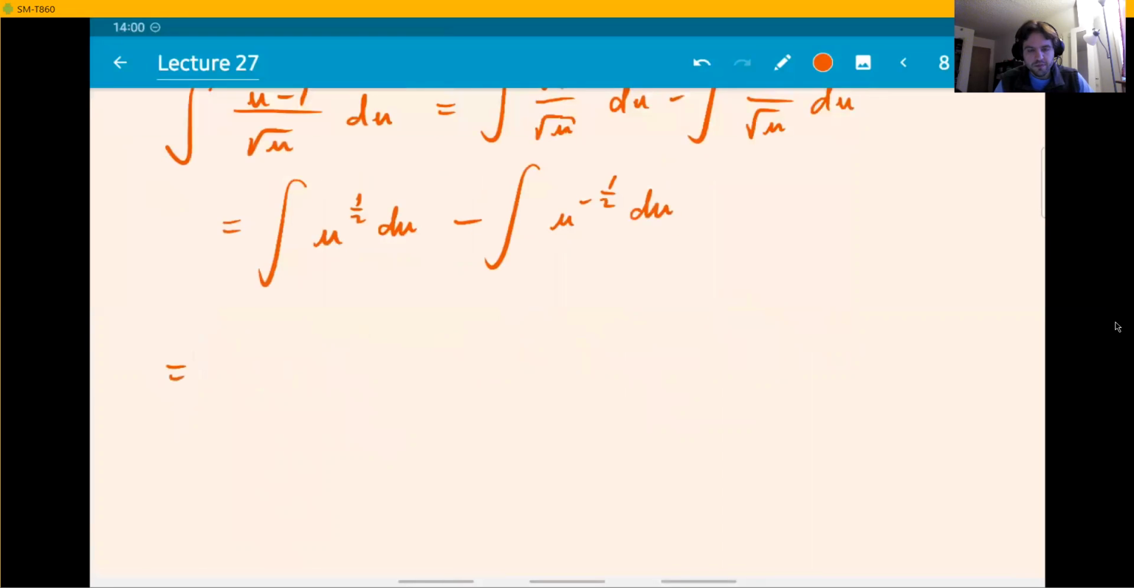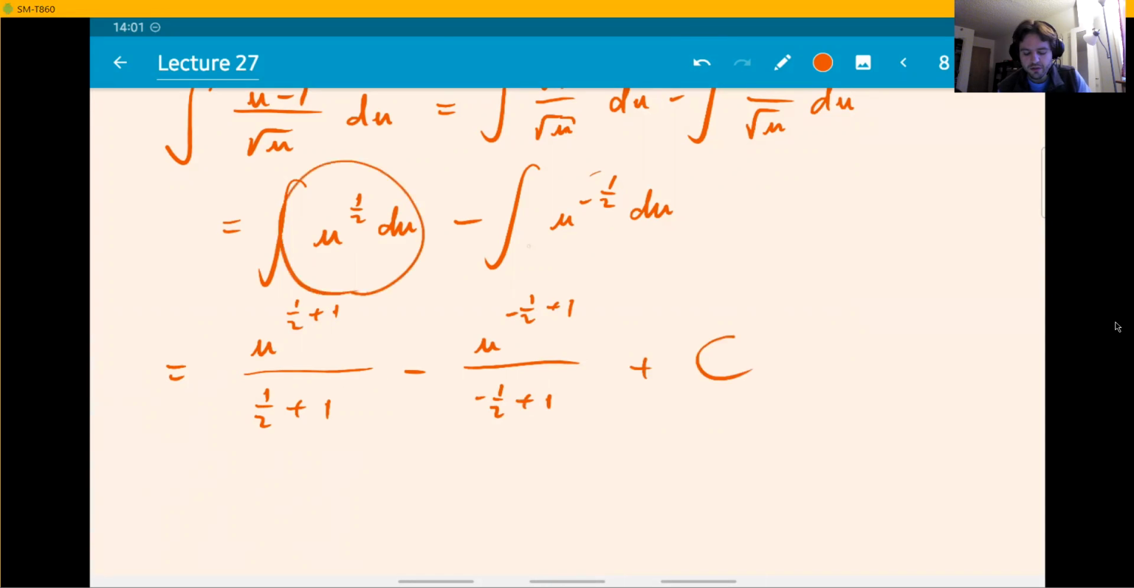Each one of these can be done by power rule. Let me just remind you how that works for fractional powers like this where maybe you don't see it right away. What you have to do is add 1 to the power, 1/2 plus 1, and also divide by that same number. In this case, minus 1/2 plus 1. And plus c here, you just need 1 plus c.